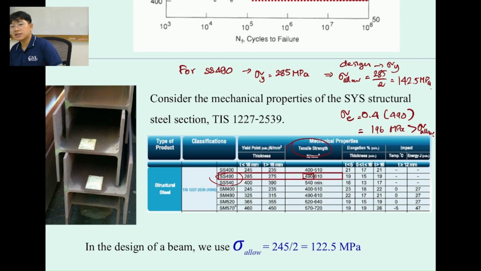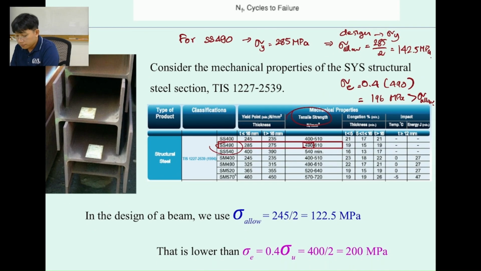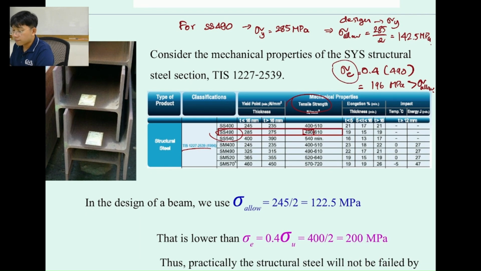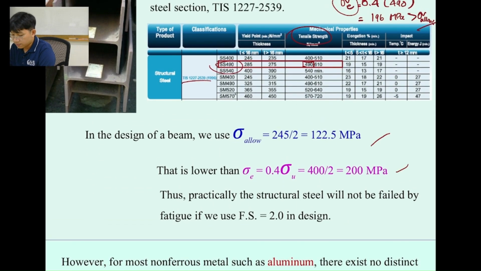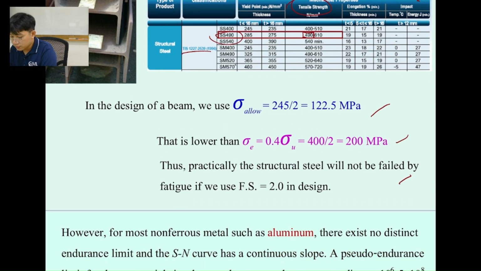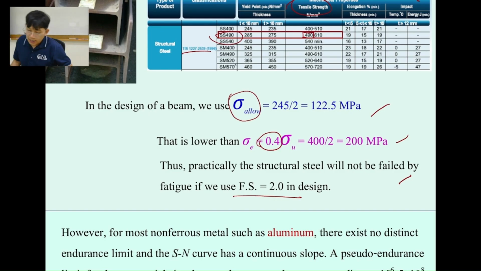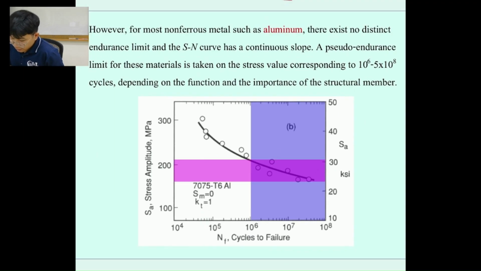So in the examination, I may ask you to pick one of the steel classifications according to TIS 1227, and then ask you to calculate the sigma endurance for me, and then check whether this one is larger or lower than the sigma allow. Okay, so these are some design examples similar to what I just explained over here. Okay, and I'm going to provide you the factor of safety and the ratio of the endurance limits, and then you need to calculate just the sigma allow and the endurance stress.